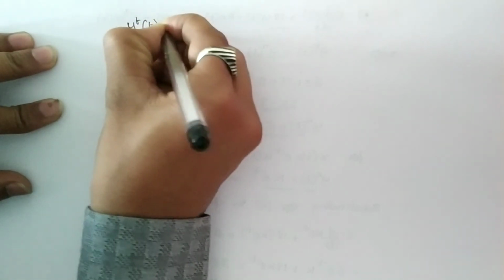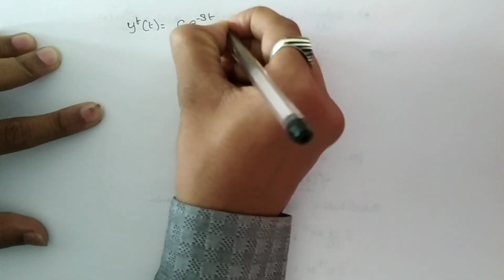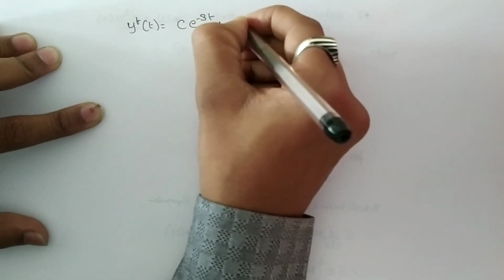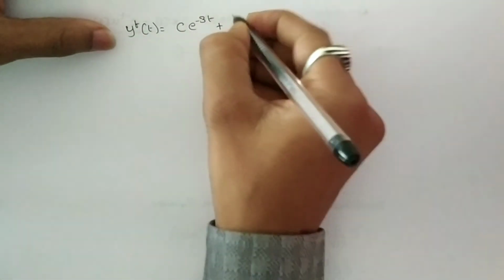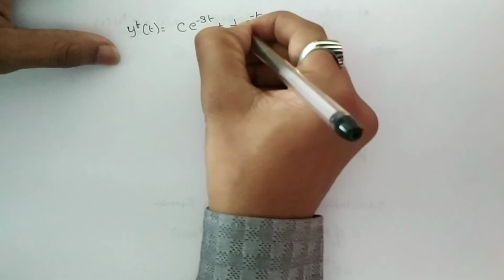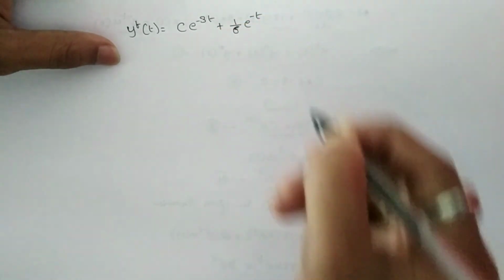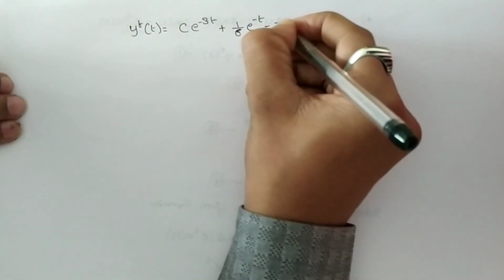yf of t is equal to, the natural response is the same, c into e power minus 3t, and the particular solution is k into e power minus t, and the value of k is 1 by 6. We can write it as 1 by 6 times e power minus t. Marking it as equation number, equation 4 was there, now here we are having equation number 5.